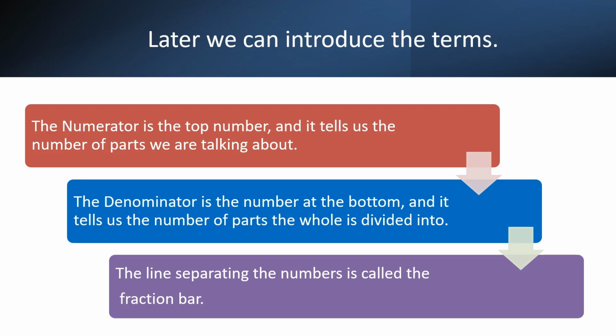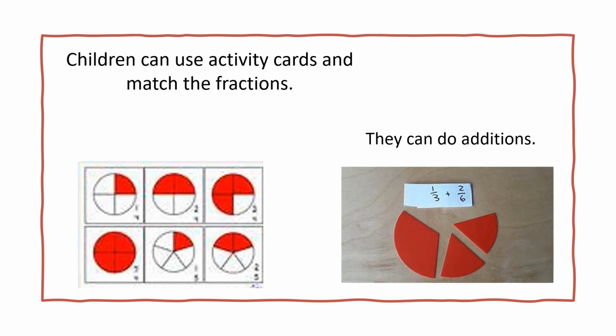We can introduce the terms. The numerator is the top number and it tells us the number of parts we are talking about. The denominator is a number at the bottom and it tells us the number of parts the whole is divided into. The line separating the numbers is called the fraction bar. Children can use activity cards and match the fractions.